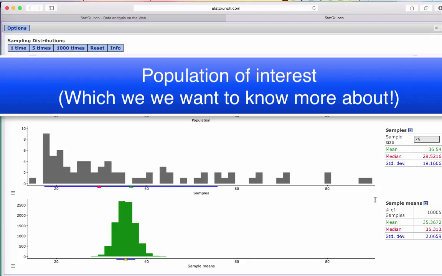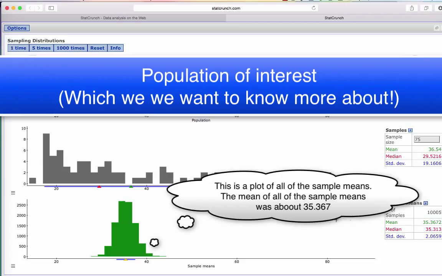Down below, what we have is all of the samples. So we took 10,005 samples. Out of all of those samples, the mean of all of the means was 35.3672. And the standard deviation of all those means was 2.06 approximately. What's really interesting here is the shape of this distribution, which again is all of the means. It looks like a normal distribution. It looks like a bell curve, and that is not an accident.